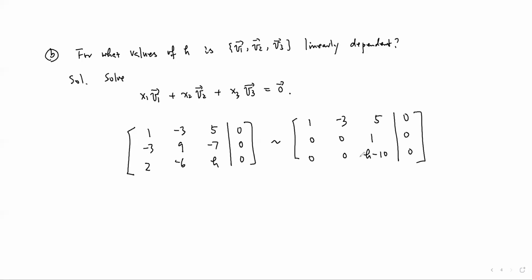Okay, now let me eliminate this number. h is a number, h minus 10 is a number. Let me eliminate that number. Negative (h minus 10) times row 2 plus row 3. Put the result in row 3. Okay, now this number is gone. 0, 0, 0, 1, 0, then 0, 0, 0, 0.